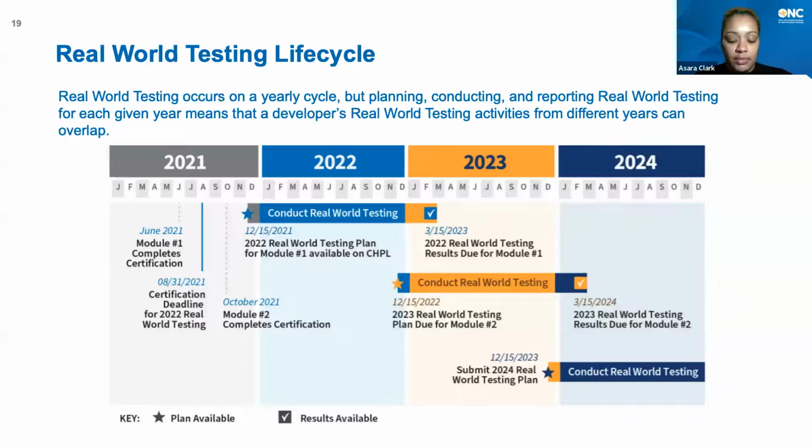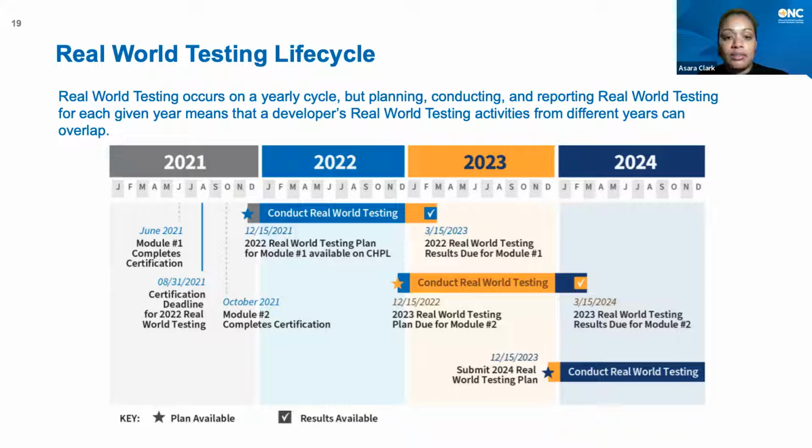And on this slide, this just talks a little bit about the life cycle. We want to make sure everyone knows that this is a yearly cycle where it has to be done on a yearly basis. So no matter whether you included your health IT modules in your last year's plan, if those modules are still certified as of the August 31st deadline the following year, they have to be included in your real world testing plan again. And there's no, I did it last year, I don't have to do it this year. As long as you have an active certification with any of these criteria included, you must do real world testing every single year. And so it occurs on a yearly cycle, but the planning, conducting, and reporting on the real world testing activities for a given year are going to overlap.